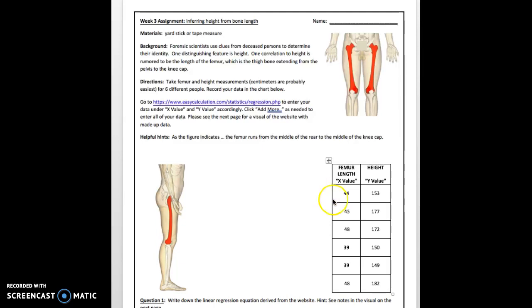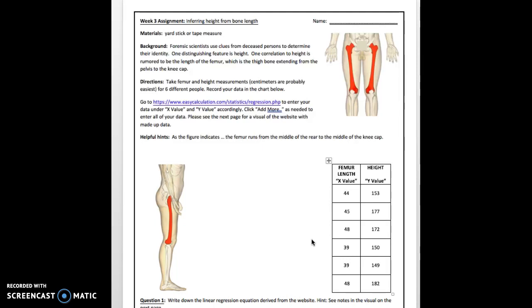I have some values here. 44 centimeters correlates to a height of 153 centimeters, 45 centimeters to 177 centimeters in height, and so on and so forth. So I've got about 6 different femur lengths and the heights of people. I sent you a message that lists some femur lengths and heights as well. So that's another way you can get some data for this exercise if you're not able to find a 5th or 6th person.